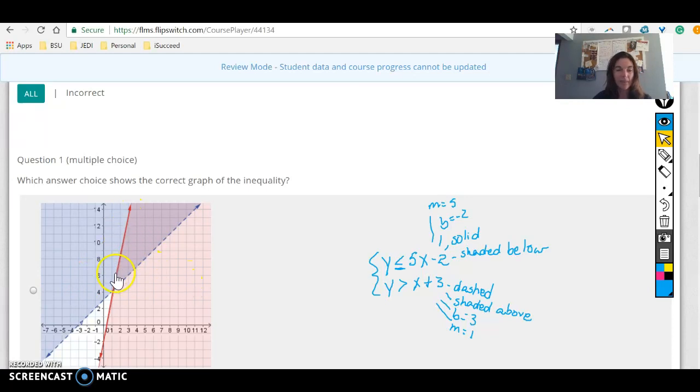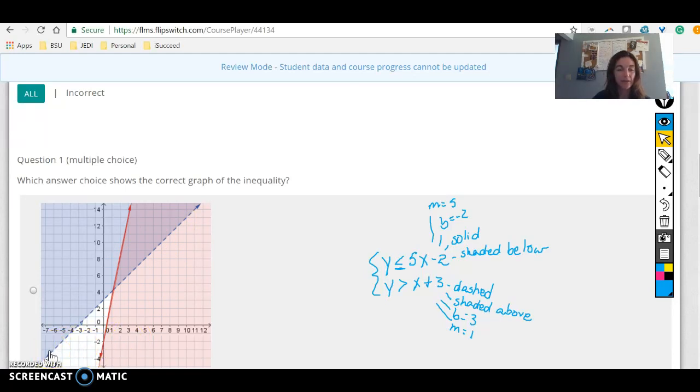So if we can calculate our slope here. Let's see if we cross at a specific point, probably here at 8. And if we go up to 13, 1, 2, 3, 4, 5, we go over 1. So that is definitely a slope of 5. It's a solid line. It crosses at -2, and it's shaded below the line. So that shading means that for this line, y is less than or equal to 5x minus 2, all of this pink area, and including the points on the red line, could be solutions to this inequality.